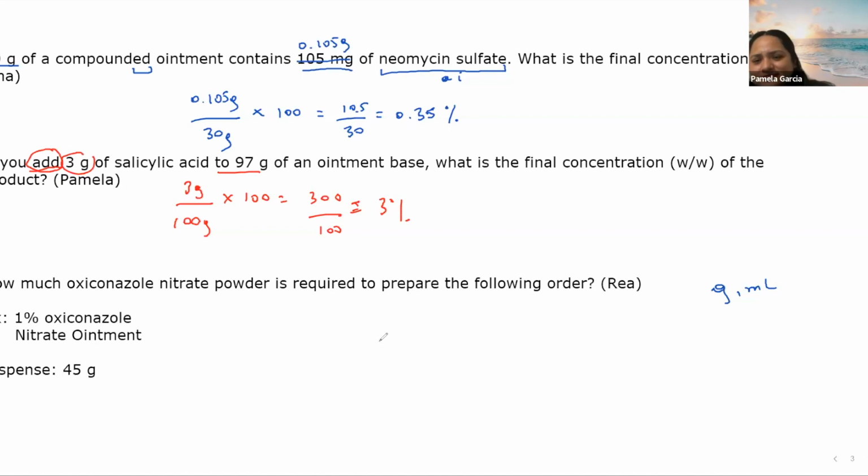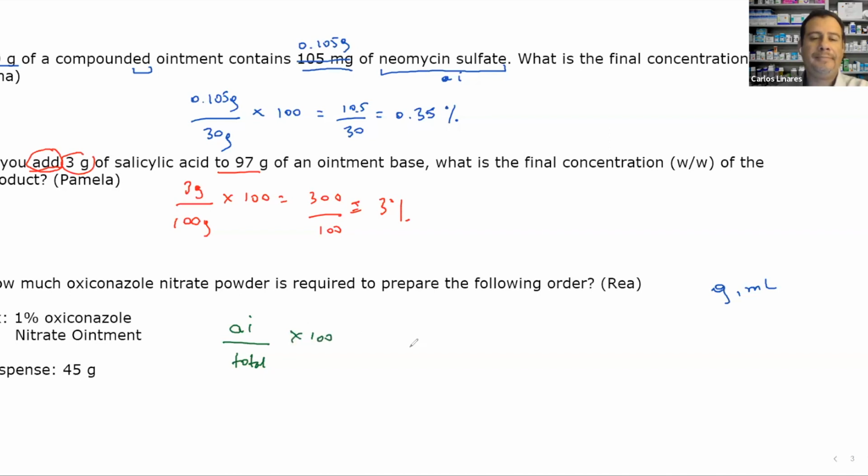How about Rhea? Stuck? I'm stuck, Professor, to be honest. Okay, somebody want to use a lifeline? Anybody want to give her a hand? So Rhea, what's the formula? Active ingredient divided by total, times 100, equals the percentage.